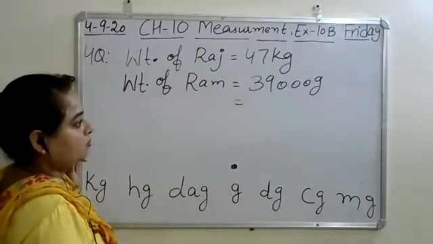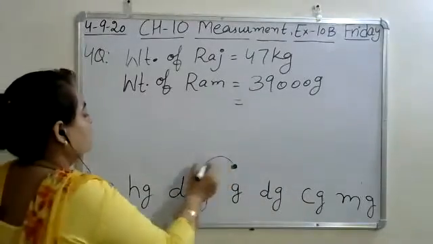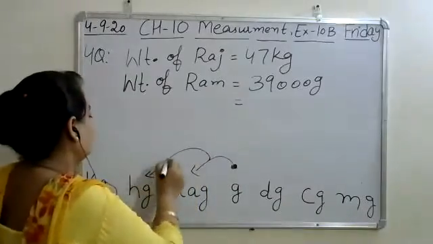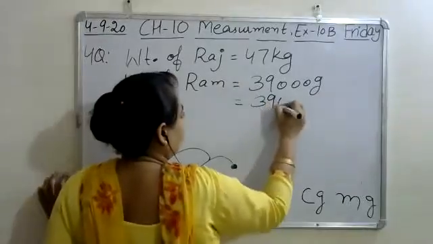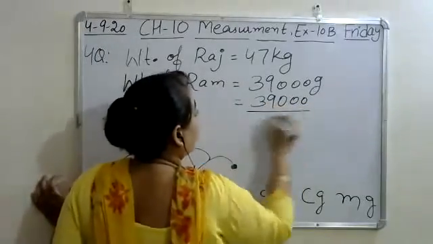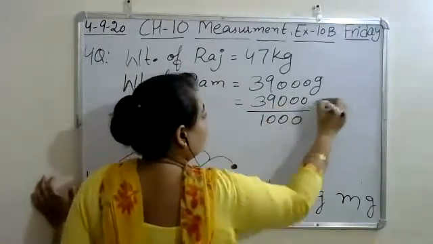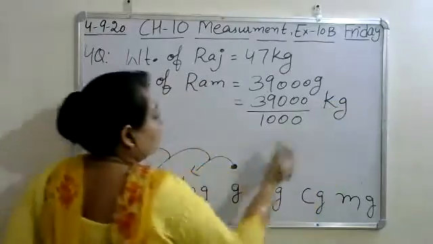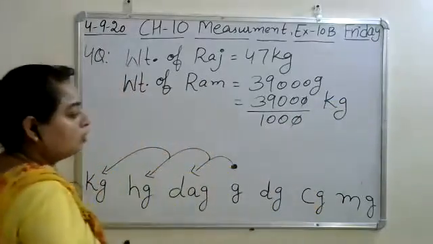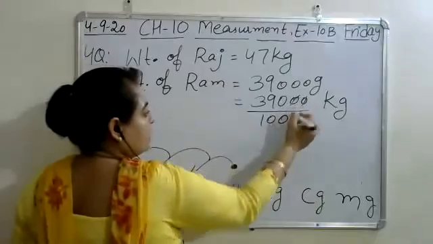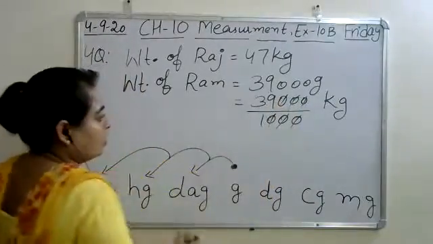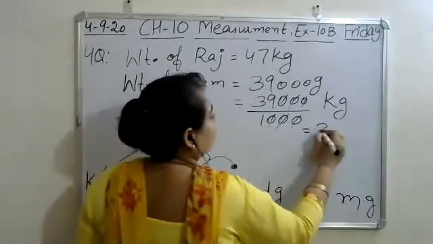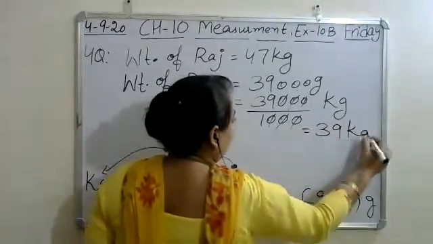Ma'am, 3. This is 1, this is 2, this is 3. 3 jumps. So 39,000 upon 1,000. Now you will write here kilogram. Now 0, 0, cut. Again 0, 0, cut. Again 0, 0, cut. So this is equal to 39 kilogram.